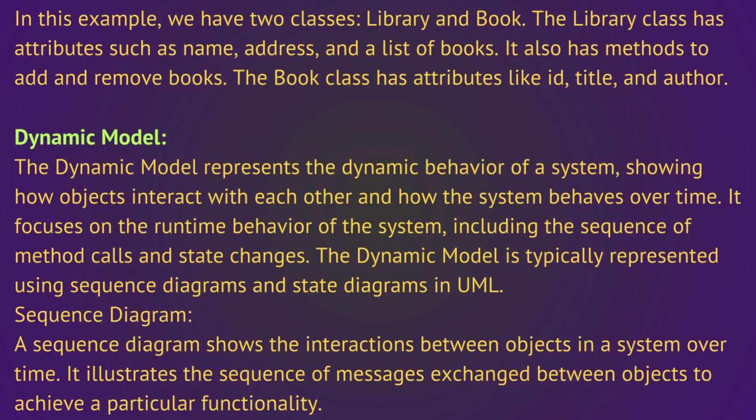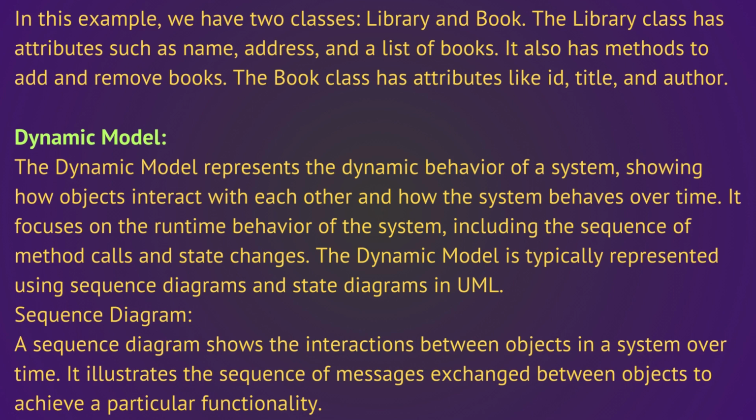In this example, we have two classes, Library and Book. The Library class has attributes such as name, address, and a list of books. It also has methods to add and remove books. The Book class has attributes like ID, title, and author.